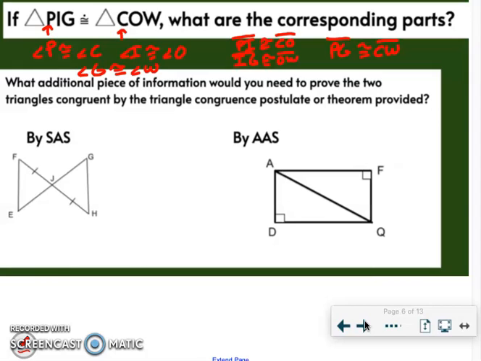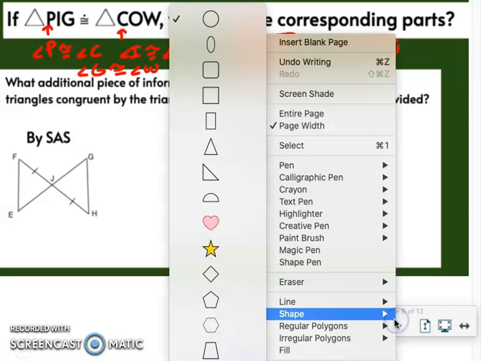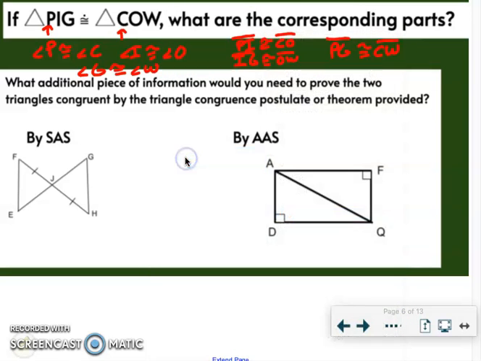This one says, what additional piece of information do we need to be able to use the congruence postulate that's provided? So they're going to tell you which one we want to use, and what you still need. So I want to use side angle side for this one. They gave me a pair of sides, so that's good. I have 1 pair of sides. I can get a pair of angles for free with vertical angles, so I need 1 more pair of sides.